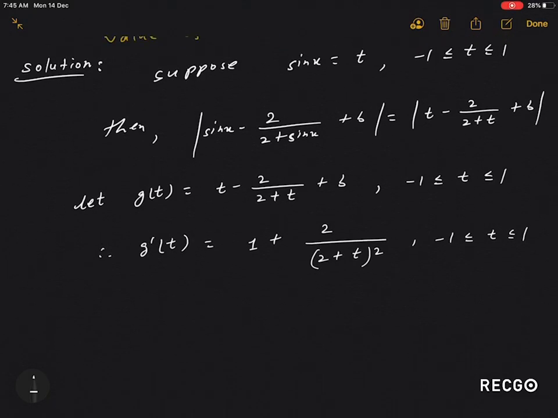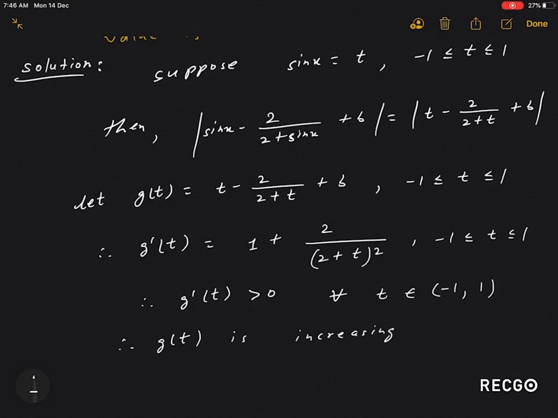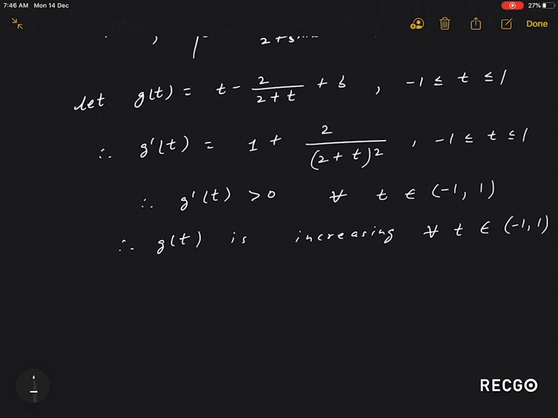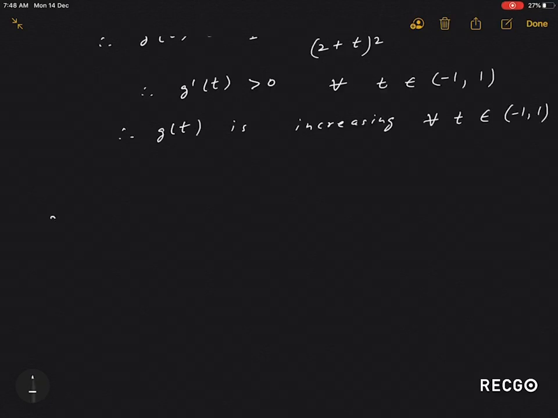And as you can see very easily, g dash t is positive. Since positive plus positive terms are positive, therefore g dash t is greater than 0 for all t belonging to the interval -1 to 1. And therefore g of t is an increasing function, as you know from the monotonicity of functions. Okay, so now the maximum value of g of t.